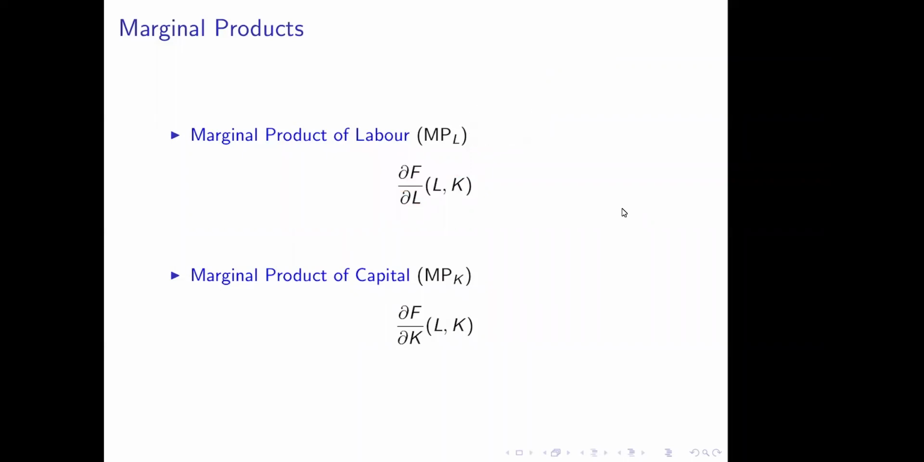And a similar interpretation applies to the marginal product of capital, MPK, which is the partial derivative of the production function with respect to capital. That means when you increase K by 1 unit, how much does that extra unit of capital input contribute to the increase in total output, holding labor input constant.